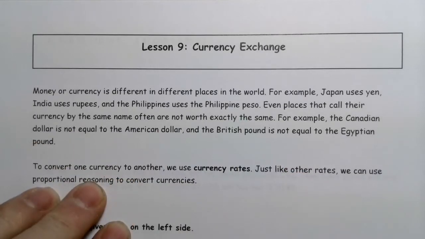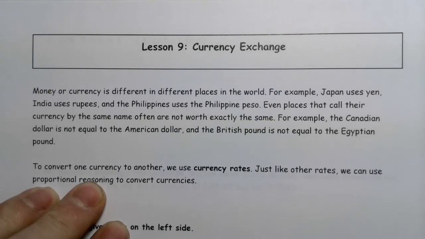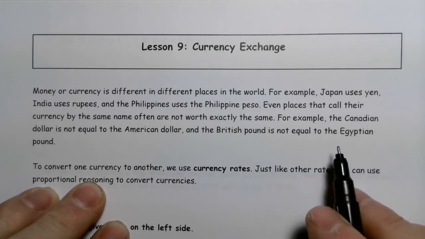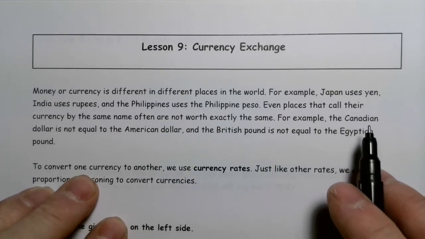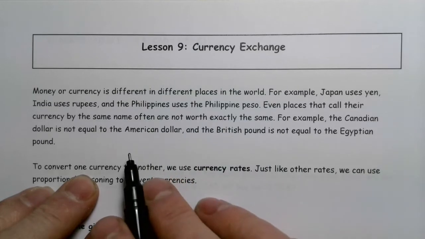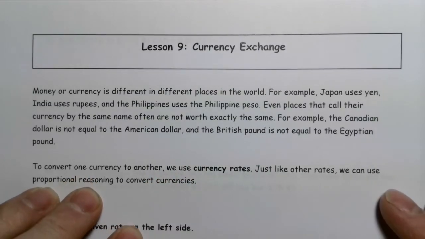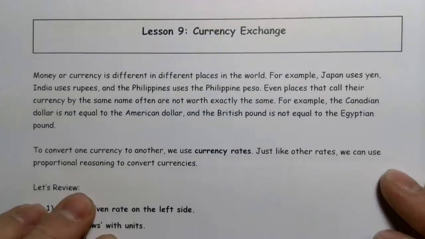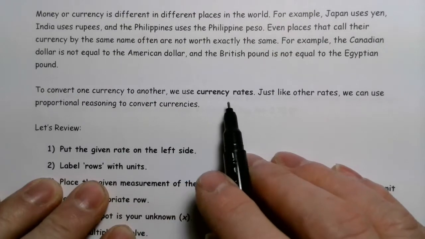And not all currencies have exactly the same value. Okay, so we need to account for that. In fact, even places that use the same name, their unit of currency isn't the same, and we know that because we can compare the Canadian dollar to the American dollar. Okay, and that's not typically ever a one-to-one comparison there. So what we're going to do here is we need to find a way to convert one currency to another, and we just use a currency rate.